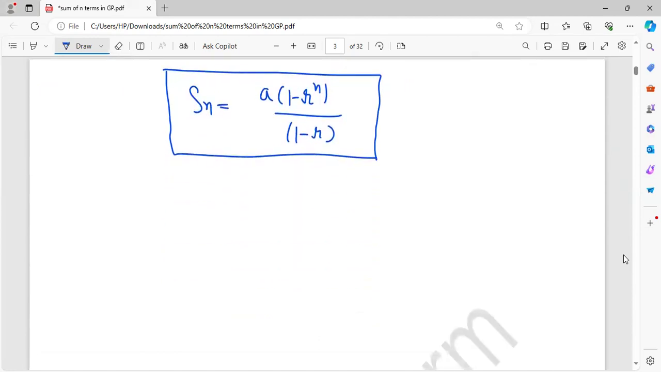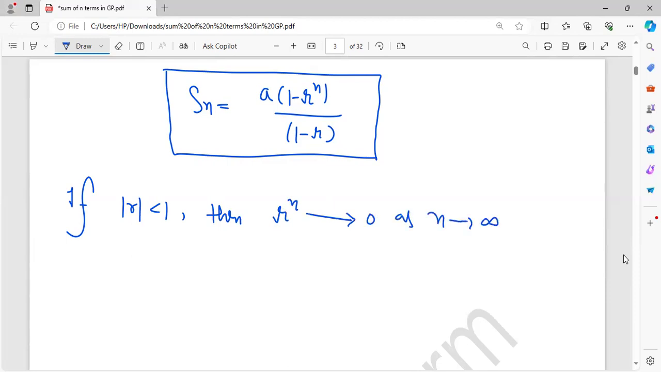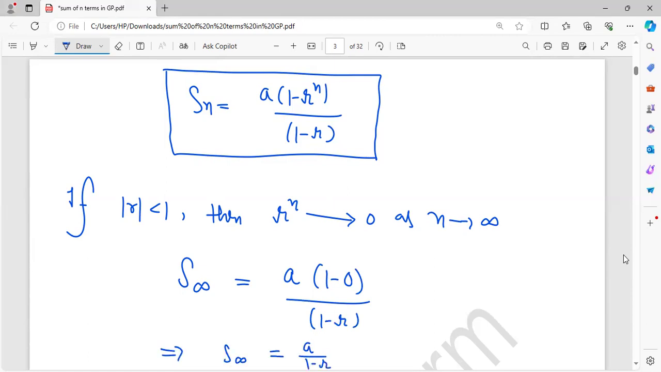This formula. Now suppose if modulus R is less than 1, then R to the power n will tend to 0 as n tends to infinity. Then S infinity will be equal to A into 1 minus 0 upon 1 minus R. This will be S infinity is equal to A upon 1 minus R.